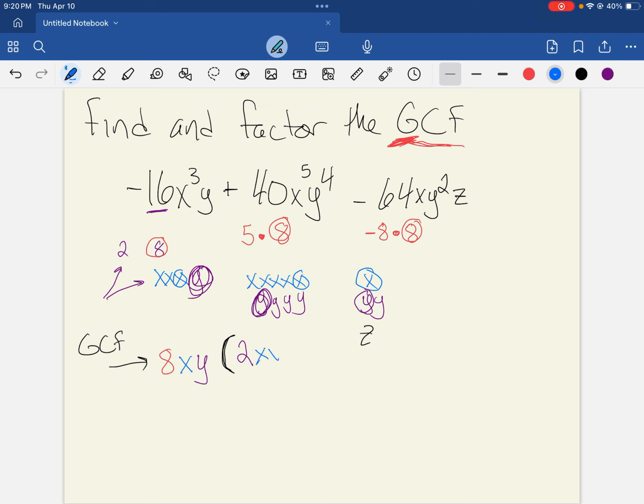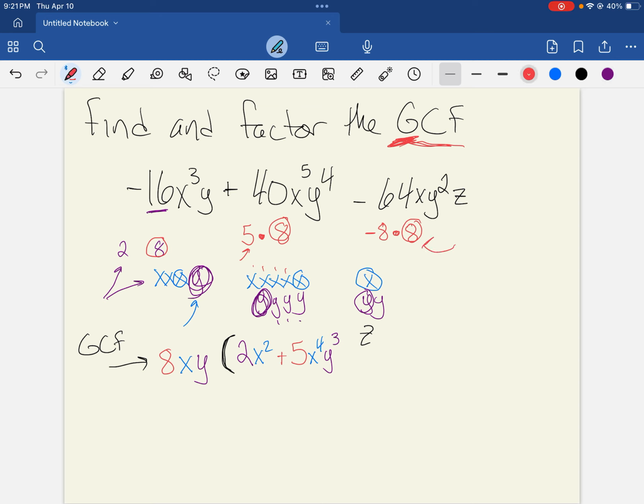I have 2 x's left over. And you know what? I'm just going to go ahead and call that x squared. And my y's all got taken out. So like if I look here, I don't have any other y's. And now I'm going to move to my next piece. Okay, I have 5. I have 1, 2, 3, 4 x's. I have 1, 2, 3 y's. And there's my second term.